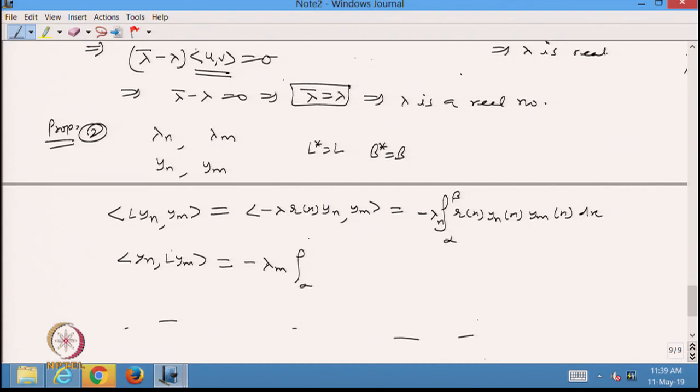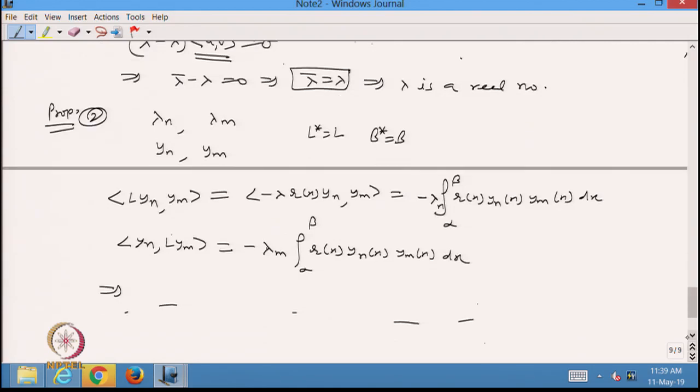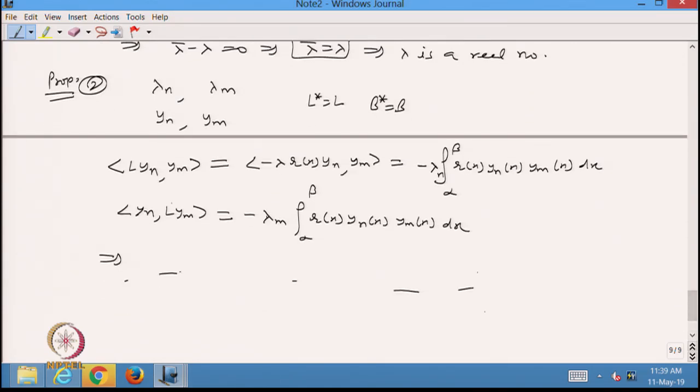y m, alpha to beta r x dx. So from here, and this is self-adjoint, so both are same. From here I can write down: this and this both are same, because y n and y m both are the solutions of the L and L star, and they both are same. So L star is equal to L. So these are the solutions. So from here I can write down.